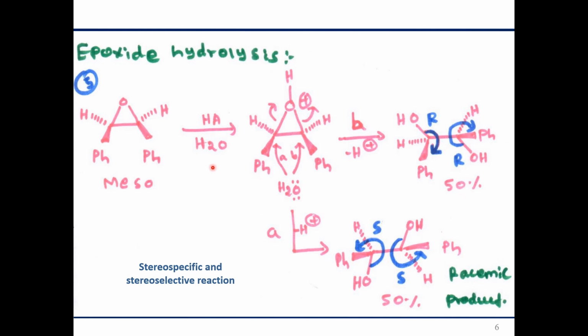This reaction is stereospecific because the stereochemical outcome of this epoxide is retained in the product. Hence this reaction is stereospecific, and this reaction is stereoselective also because out of 4 stereoisomers according to the 2^n formula, we are having selectively two stereoisomers. So this reaction is stereoselective reaction also.